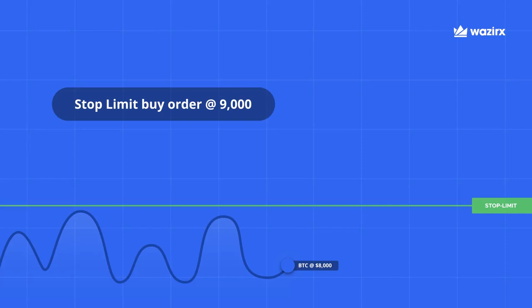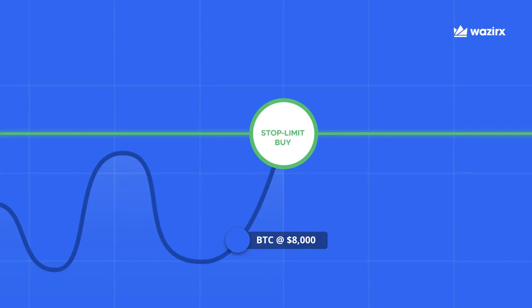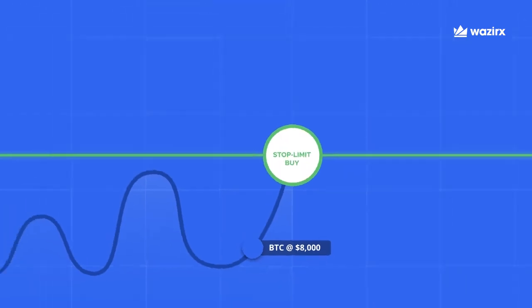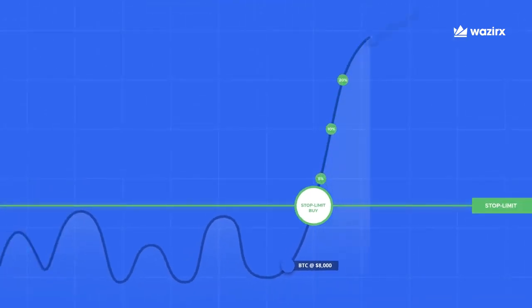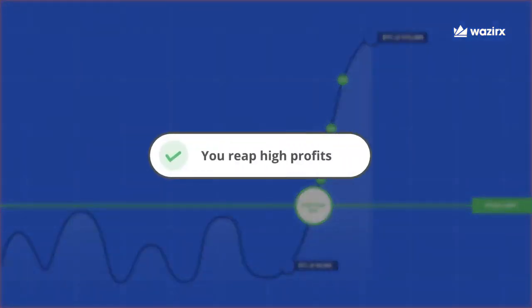So let's see it happening. When you place a stop limit buy order at $9,000 and then it executes, and if it goes above 15,000, you'll end up reaping huge profits. So stop limit is a great way to grab a buy opportunity and minimize your loss.